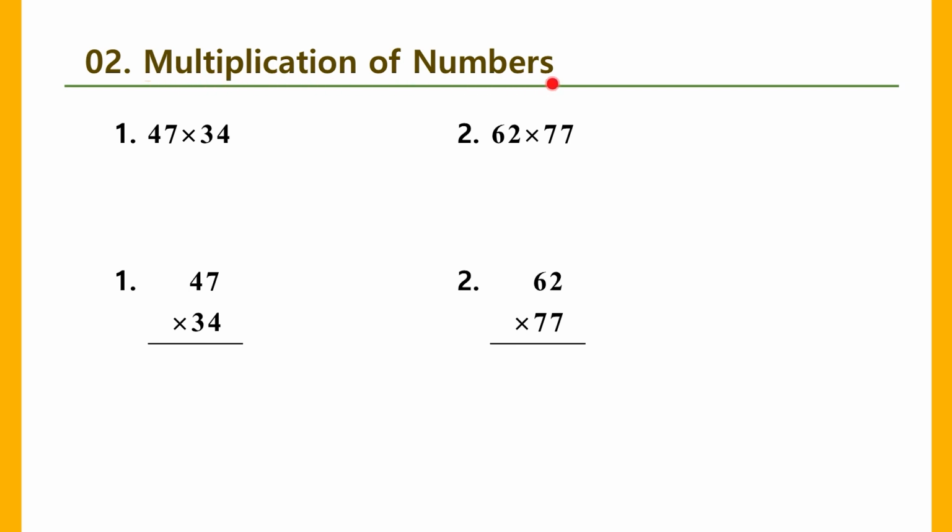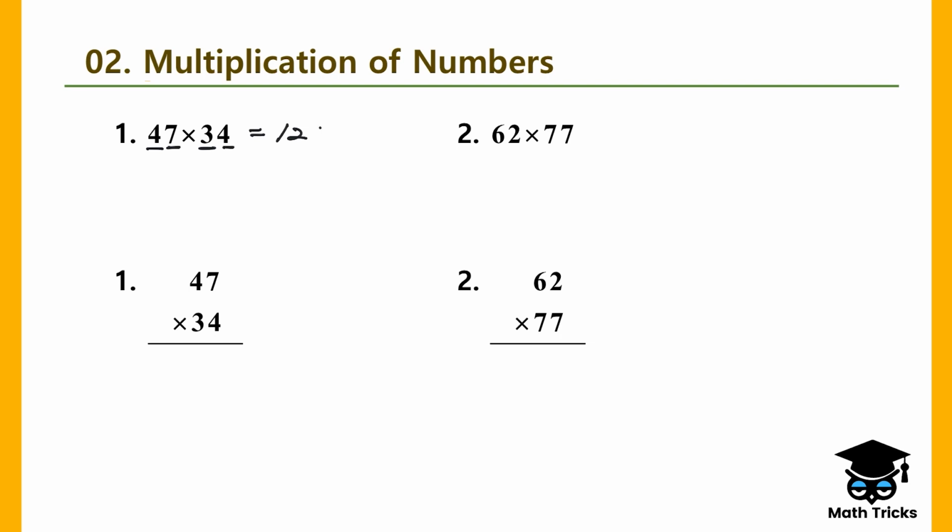Multiplication of numbers. First, let's find out how to multiply two-digit numbers by two-digit numbers. For number 1, we have 47 times 34. So what I'm going to do is multiply these two numbers. 4 times 3, 12.